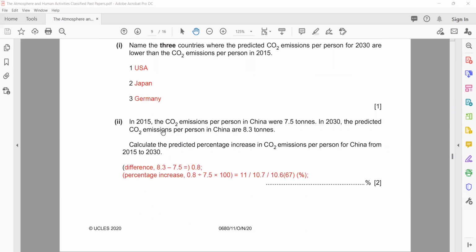In 2015, the emission per person in China was 7.5 tons. In 2030, the predicted emission in China will be 8.3. Calculate the predicted percentage increase. It's quite simple, like mathematics. This is predicted, this is current. Minus them, this is the increase. So what you will do: change, divide by current one, multiply by 100. So this is 10.6%. It is the percentage increase. Got it?